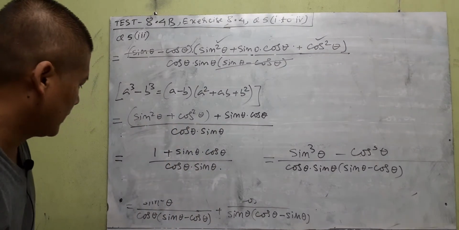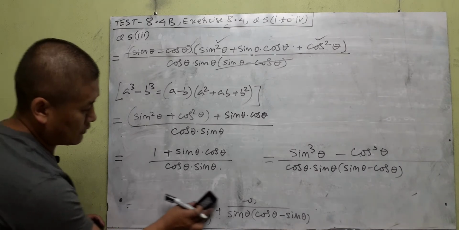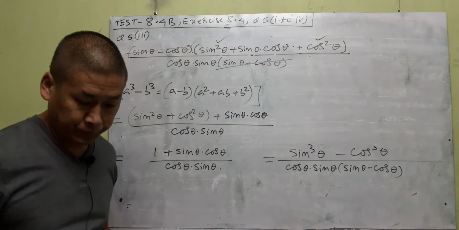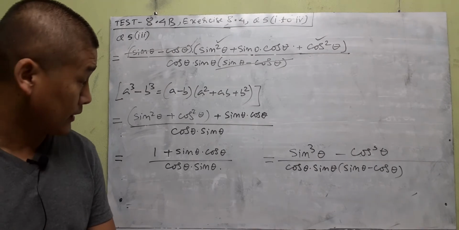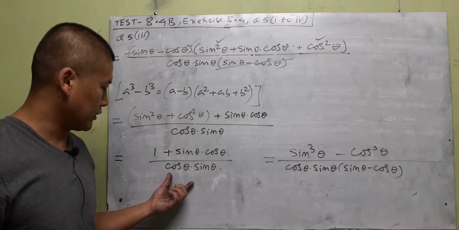Now at this moment, let us try to remember what is there on the right hand side. The right hand side is 1 plus sec theta cosec theta. How do you get it? I think we're going to get it if we do this.